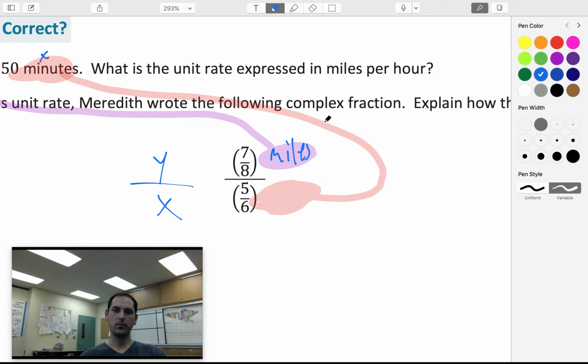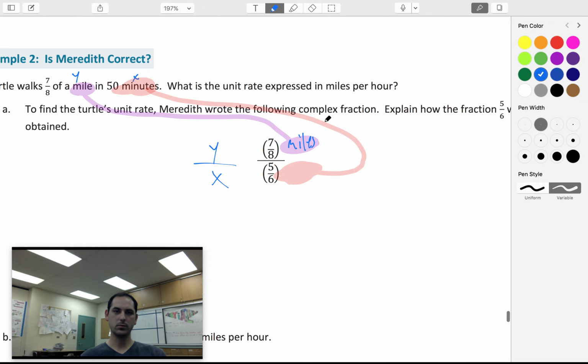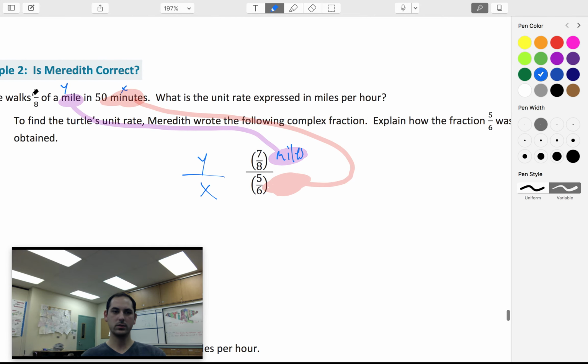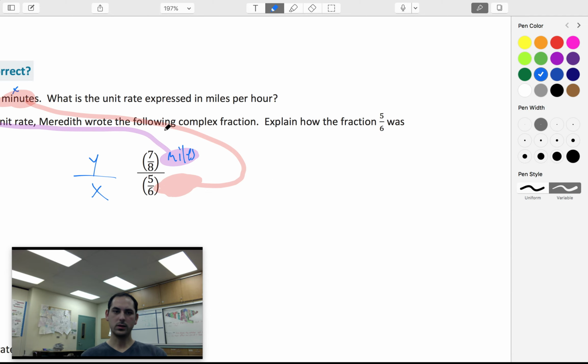Why do you think they went from 50 to 5/6? The problem even asks you, explain how the fraction 5/6 was obtained right here. So let's look at that. We start with 50 minutes.